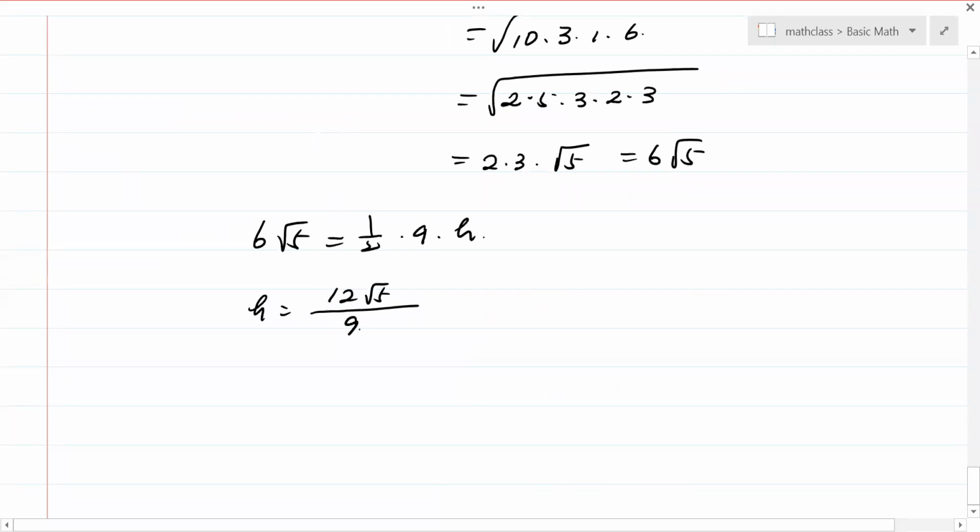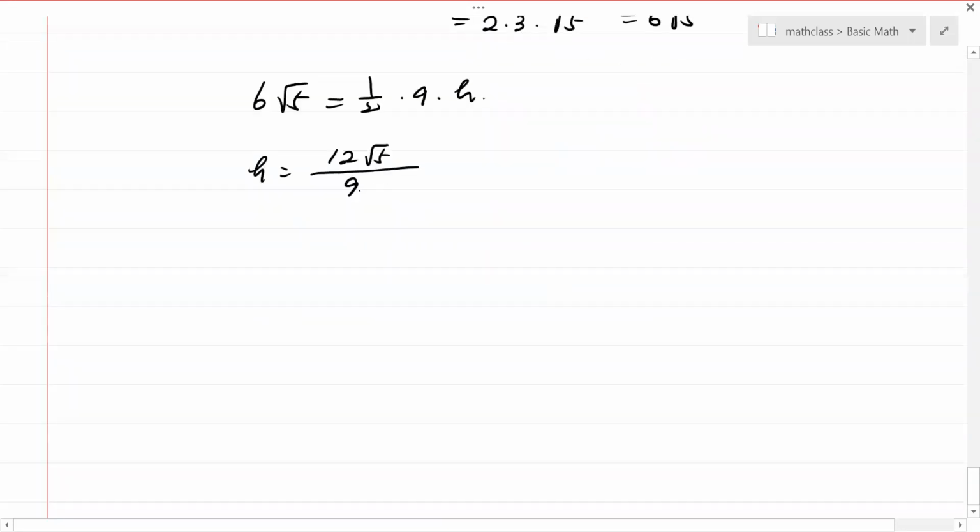Let's take a look at the next problem. This is an interesting problem. Geometry problems usually can be converted to algebra problems. So here's a question.